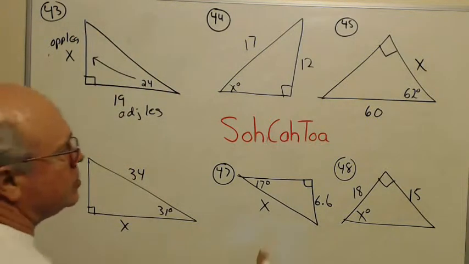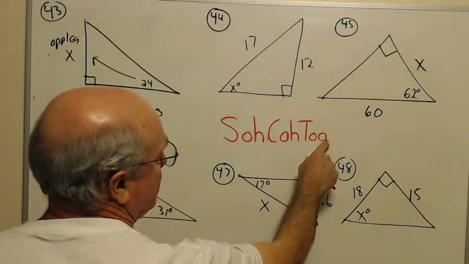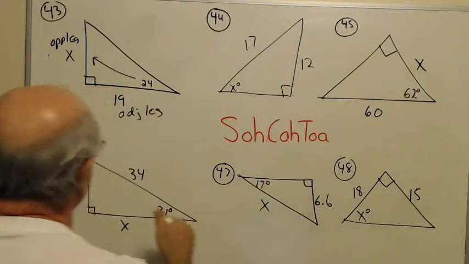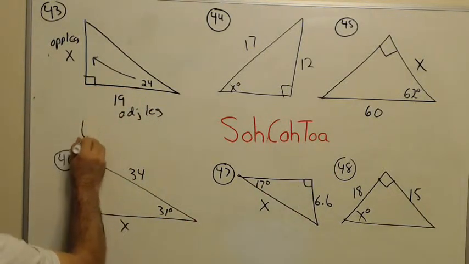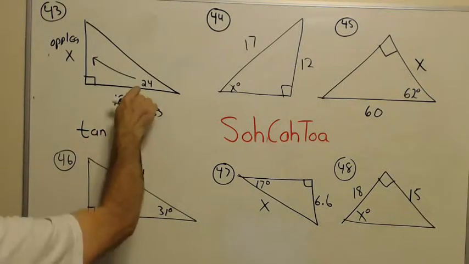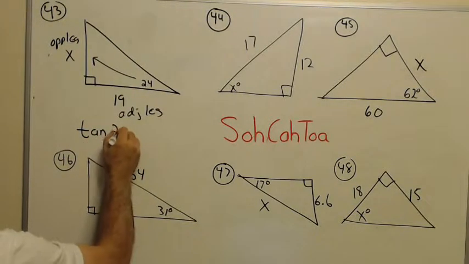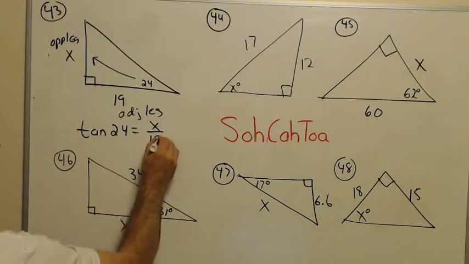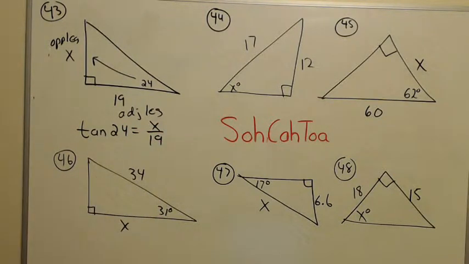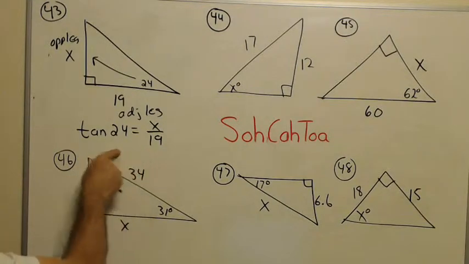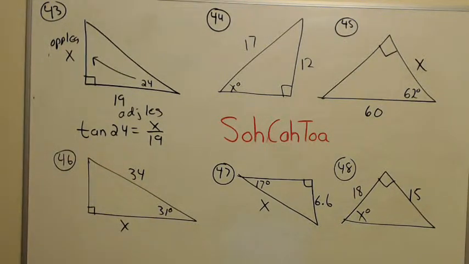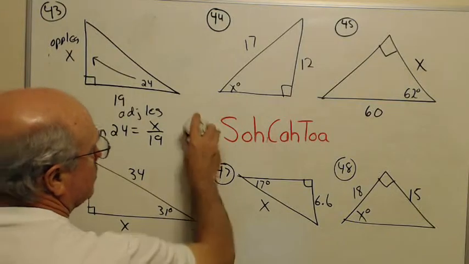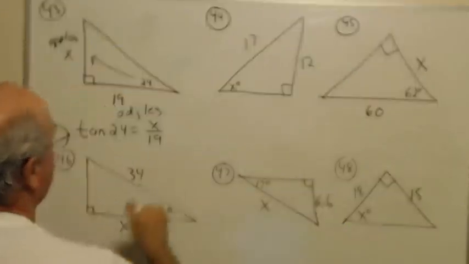The only trig ratio that uses opposite and adjacent legs is the tangent ratio. So we're going to write that the tangent of 24 equals x over 19. Well, we're going to solve for x. We're going to multiply both sides by 19 now. I'm going to lose SOHCAHTOA there for a moment.